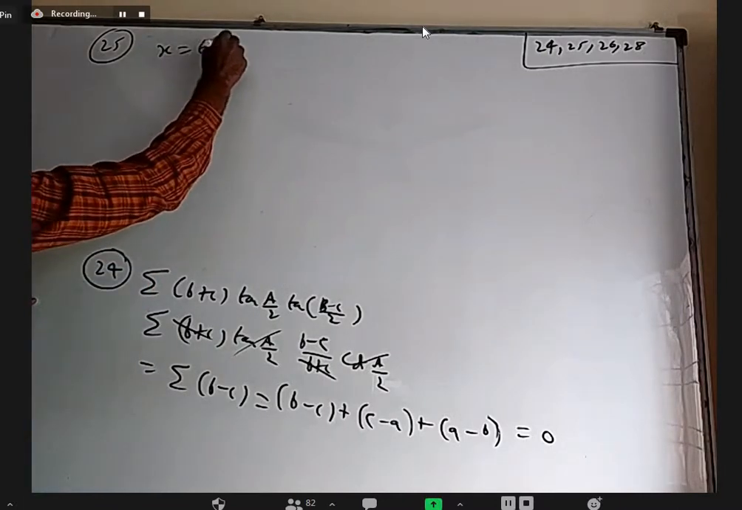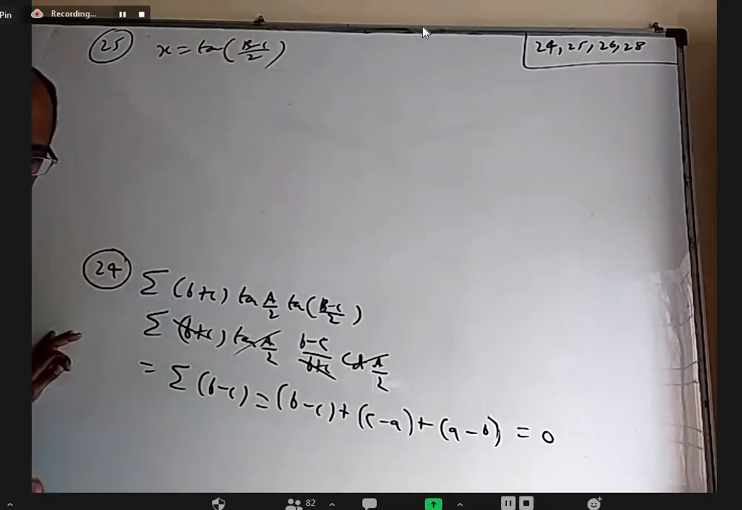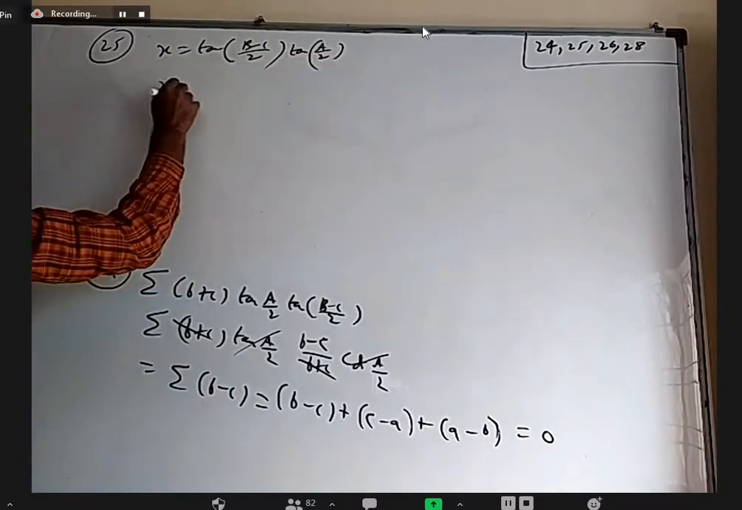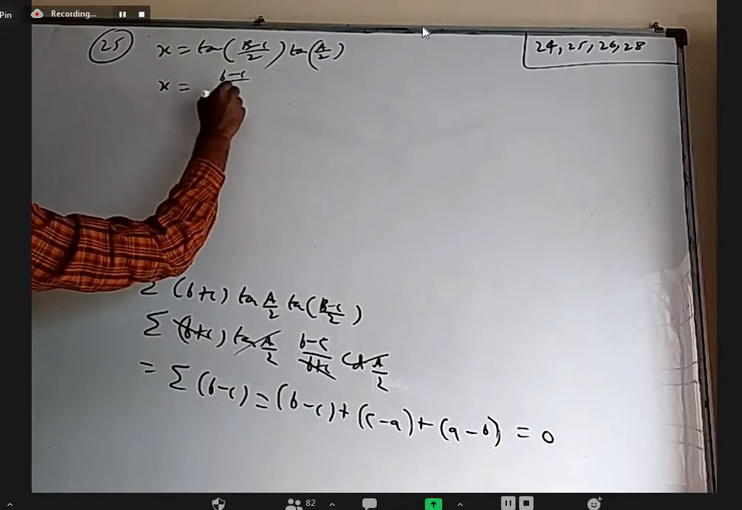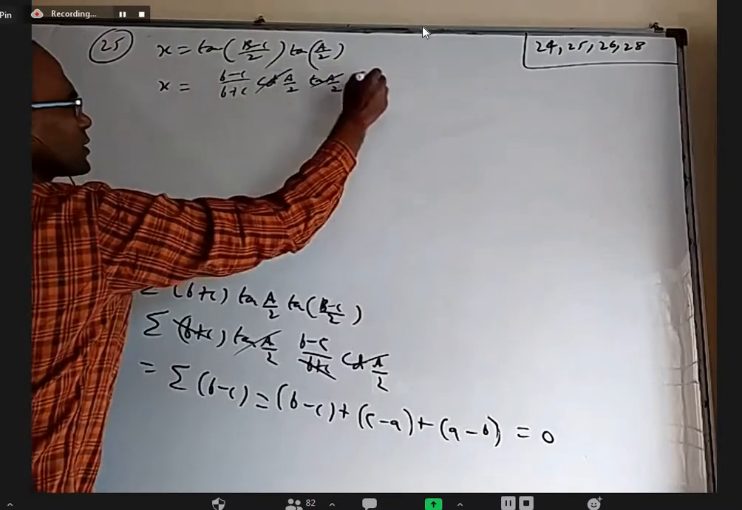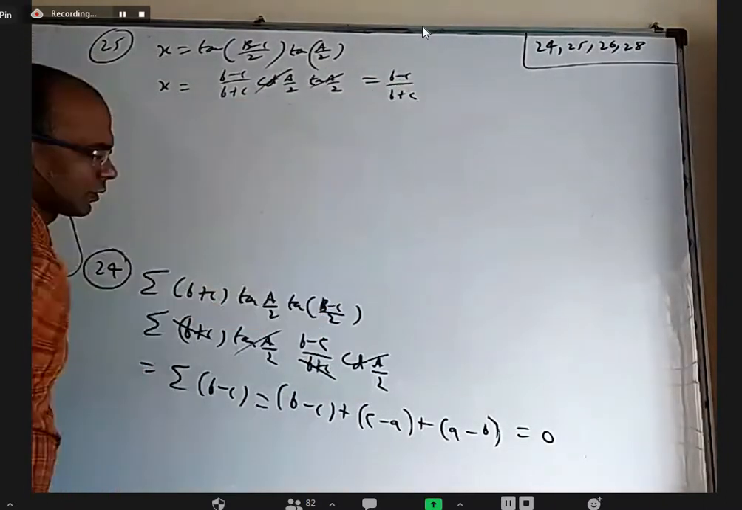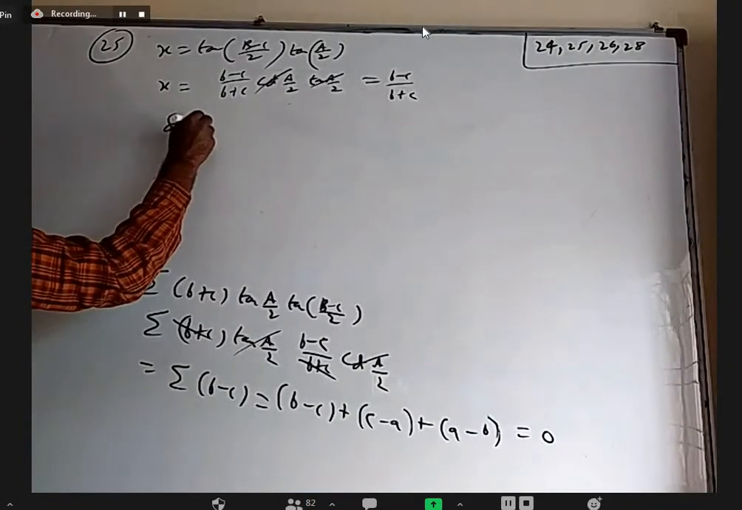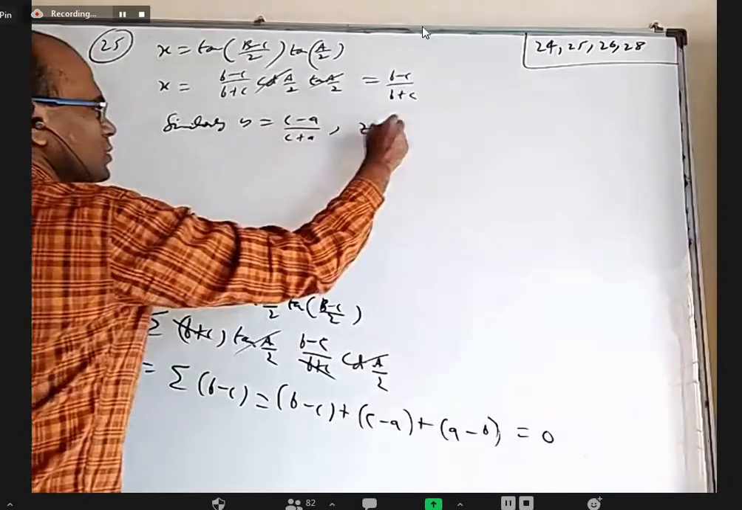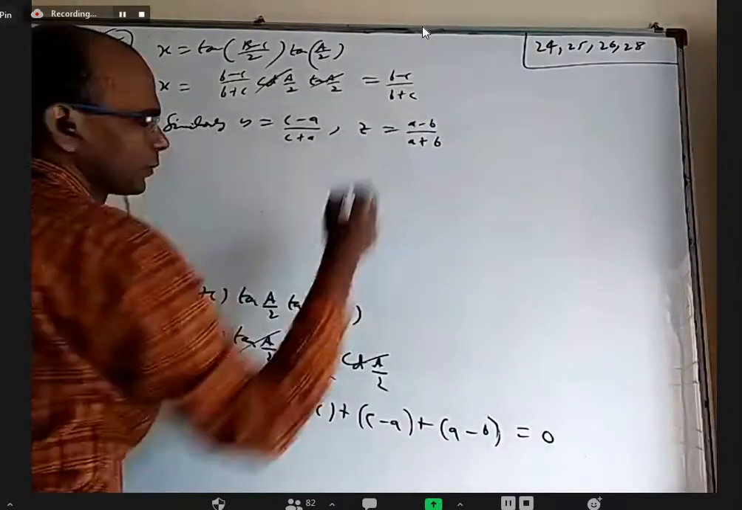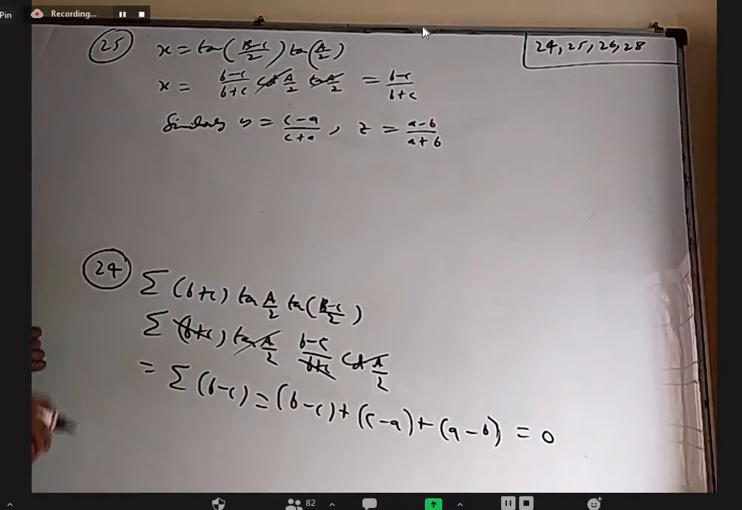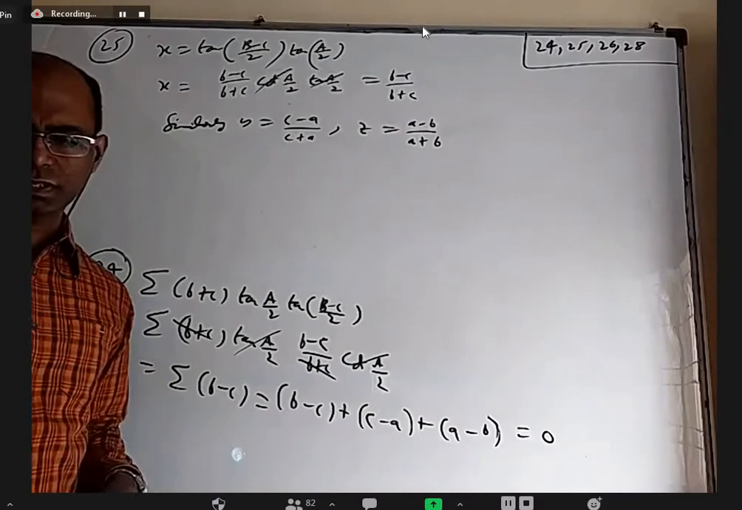Okay, x is equal to tan (b minus c) by 2 tan a by 2. This is according to tangent rule: (b minus c) by (b plus c) cot a by 2 into tan a by 2 can cancel. You will get (b minus c) by (b plus c). Similarly, y is equal to (c minus a) by (c plus a), z equal to (a minus b) by (a plus b). Now they want us to find x plus y plus z, and the answers are in terms of x, y, z and things like that.